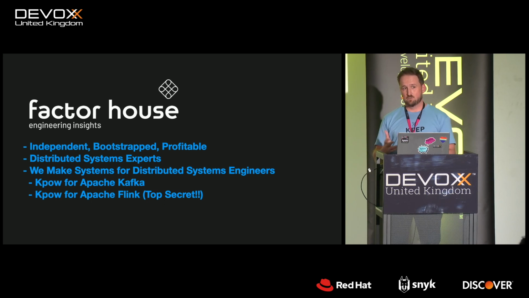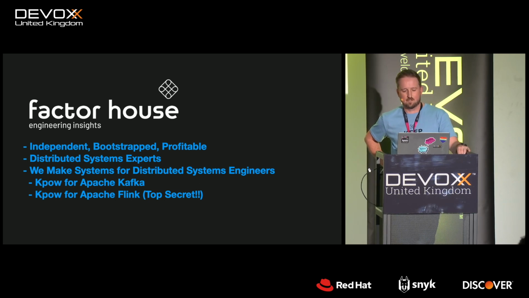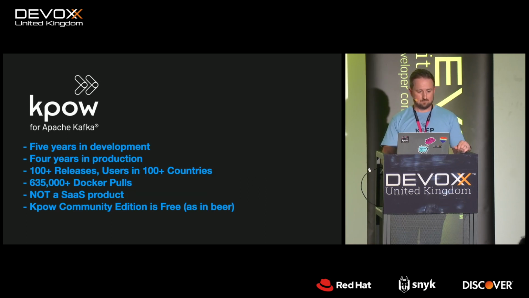And so the main tool that we make is Kpow for Apache Kafka. And next week at the Kafka Summit, we're announcing Kpow for Apache Flink. So if you use Flink, you can imagine very similar tooling and community edition to what you see today for Kafka, but that's top secret because we're not announcing that till next week.